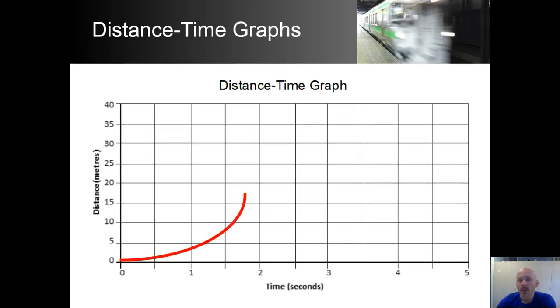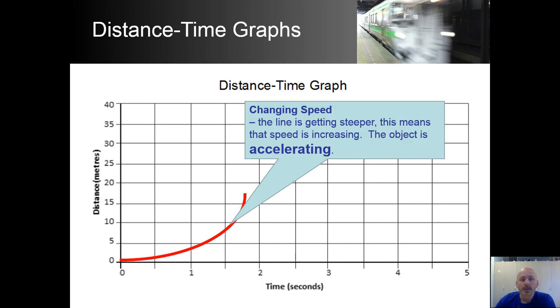If we have a curved line, this tells us that speed is changing. If you have a look at this curve on the graph here, it's curving upwards, which shows us that the speed is increasing. You can see that the steepness of the line increases as we go along. So this object is accelerating.